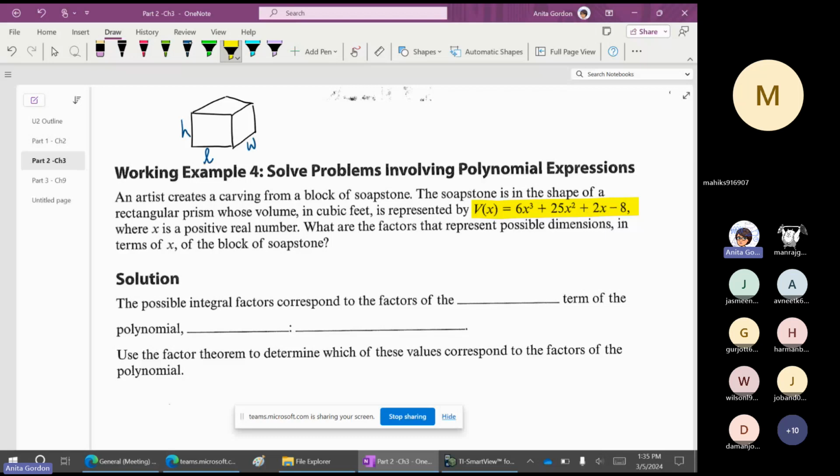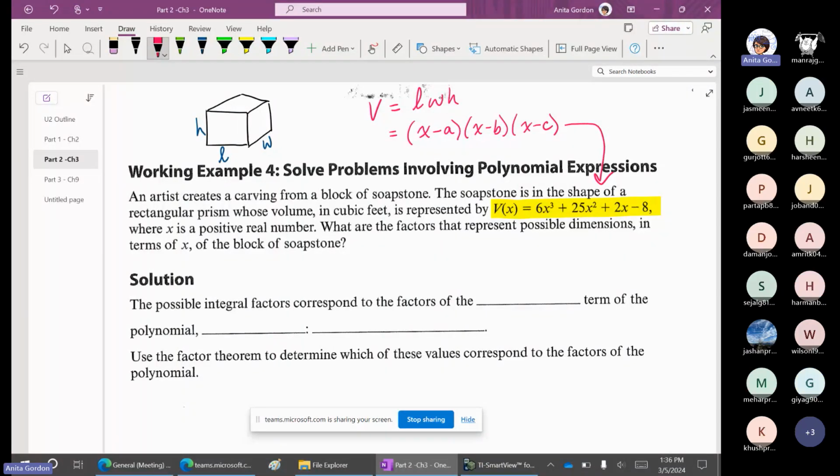Remind me, what is the volume of a rectangular prism? Length times width times height. So what we are looking for is x minus a, x minus b, x minus c. What they have given us is this expression, but expanded. We want to put it back into factored form in order to be able to tell what are the length, width, and height.